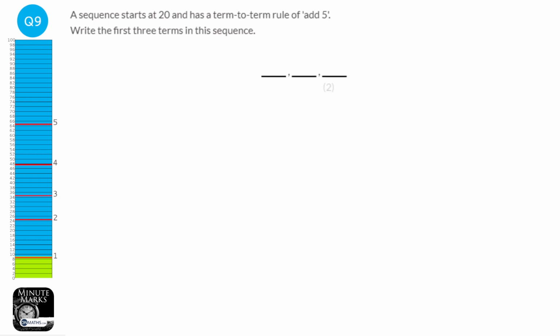So we're told the sequence starts at 20, so our first term will be 20, and we're told that the rule is add 5, so we're going to add 5 to that, and that'll be 25 for our second term, add 5 again, and that'll be 30 for our third term.